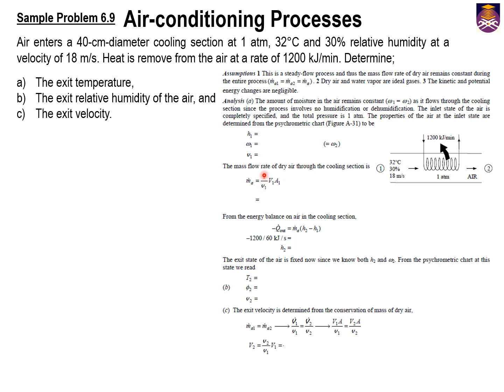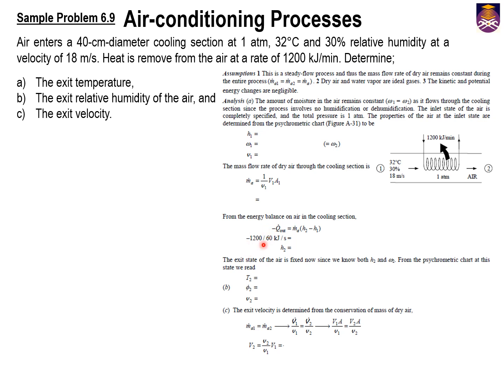So rho is 1 over V1, which is your specific volume here. Velocity is given to you as 18. And your cross-sectional area can be found using this diameter, 40 cm diameter. Right? Change this to meter. Don't forget that. And then from the energy balance, you can see that negative Q out equals m dot A times H2 minus H1. So negative because you are taking the heat out. So you have the quantity negative here.